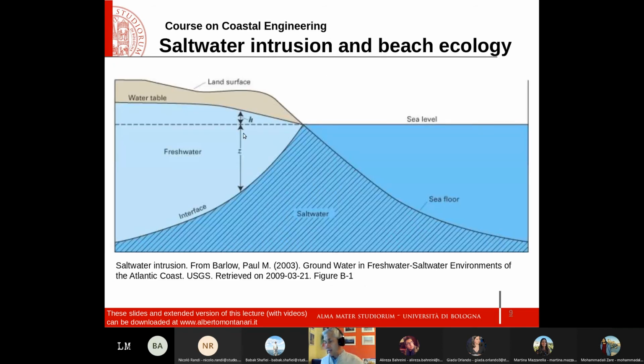I think this is the last slide. I'm not spending much time on it because we will have a lecture. But I just wanted to mention to you the problem of saltwater intrusion. And again, this is a big issue that was discovered by humanity only recently. And what does it mean, saltwater intrusion?